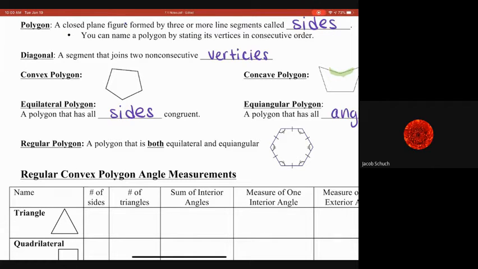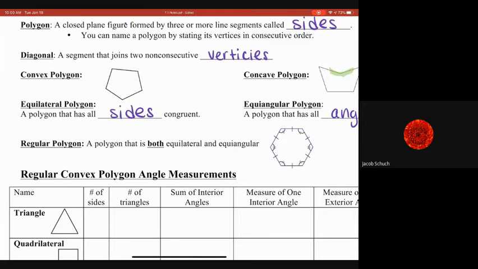Okay, so if you see in directions, find the interior angle measure of a regular polygon, whatever kind of polygon it is, it's giving you the heads up, hey, everything here is equivalent. All the sides are the same, all the angles are the same.